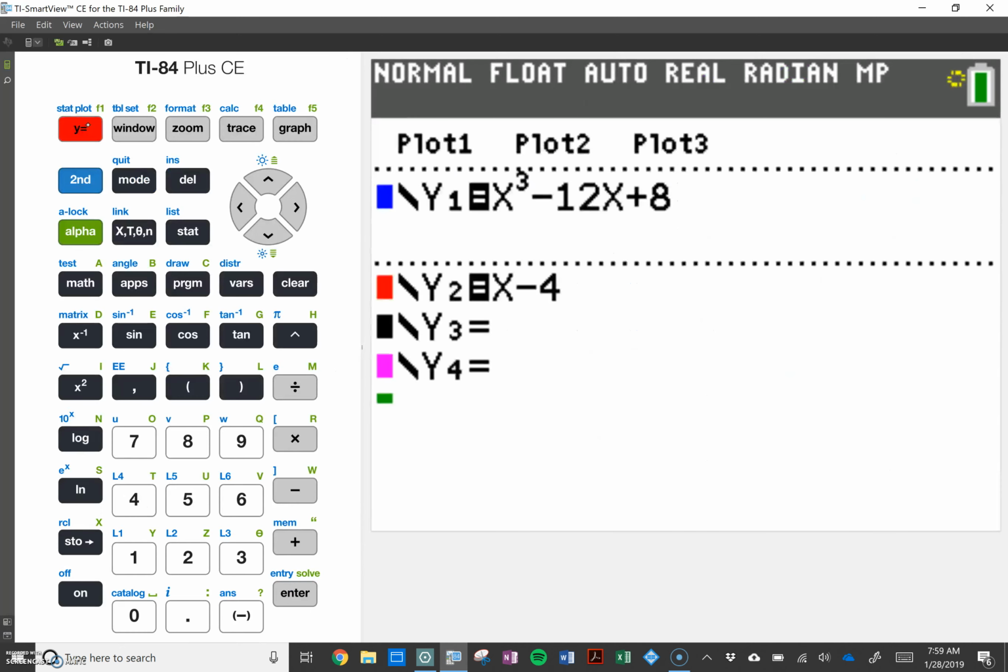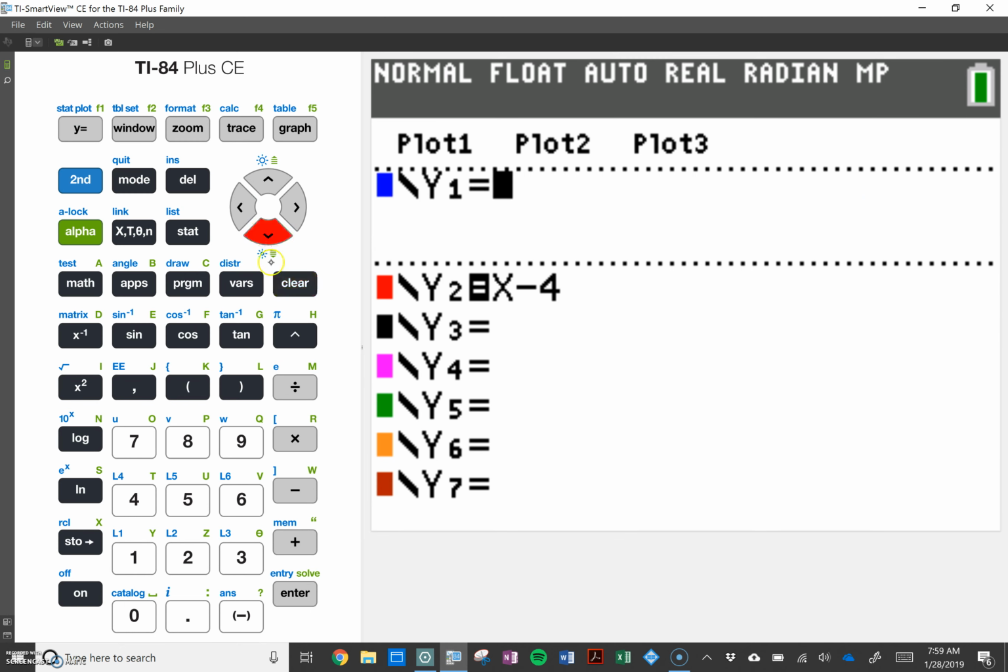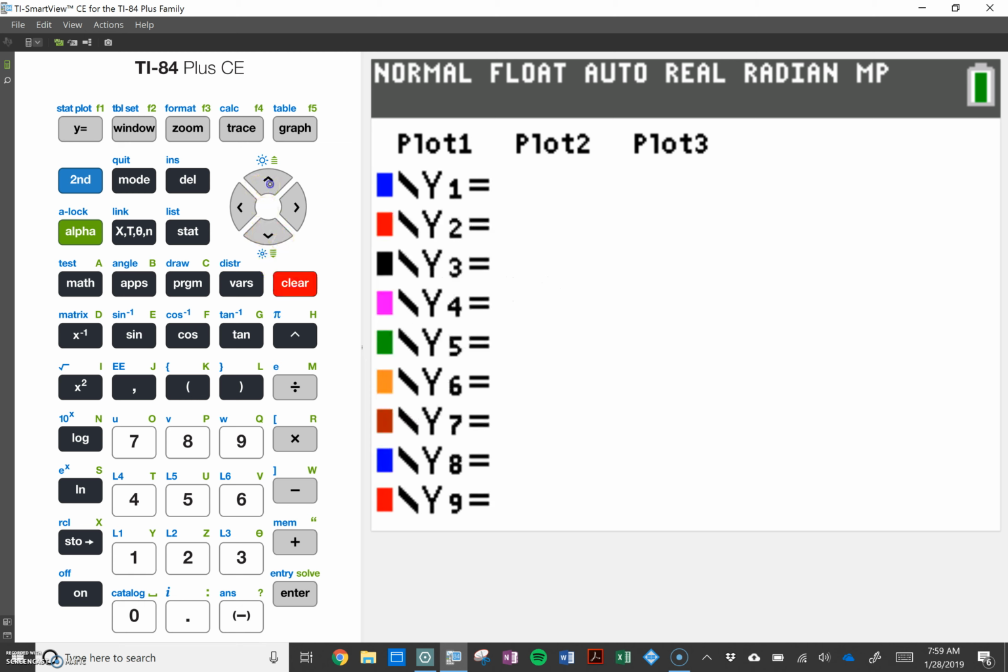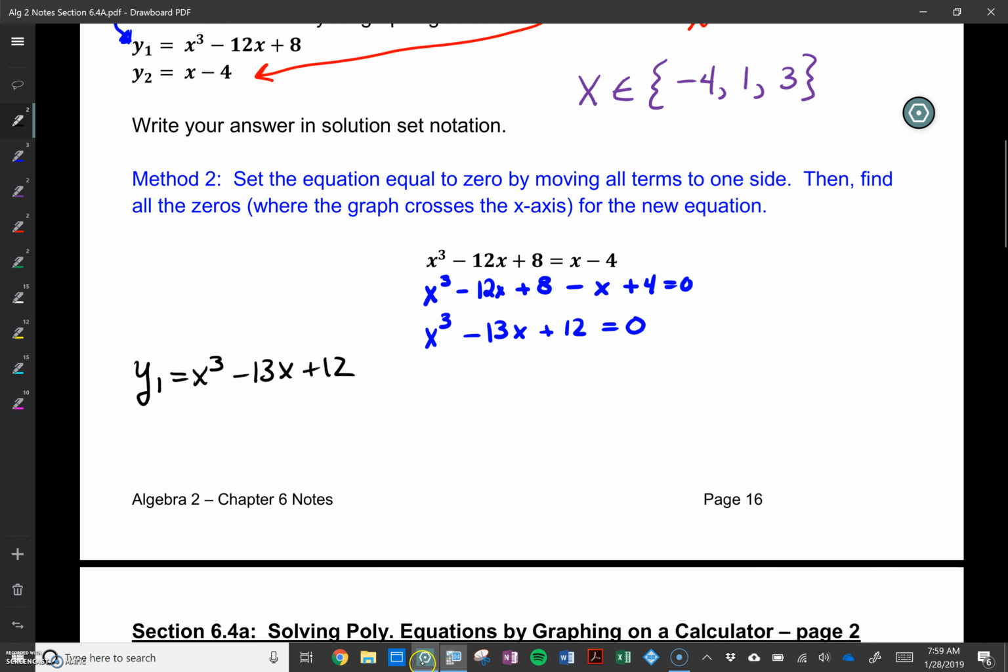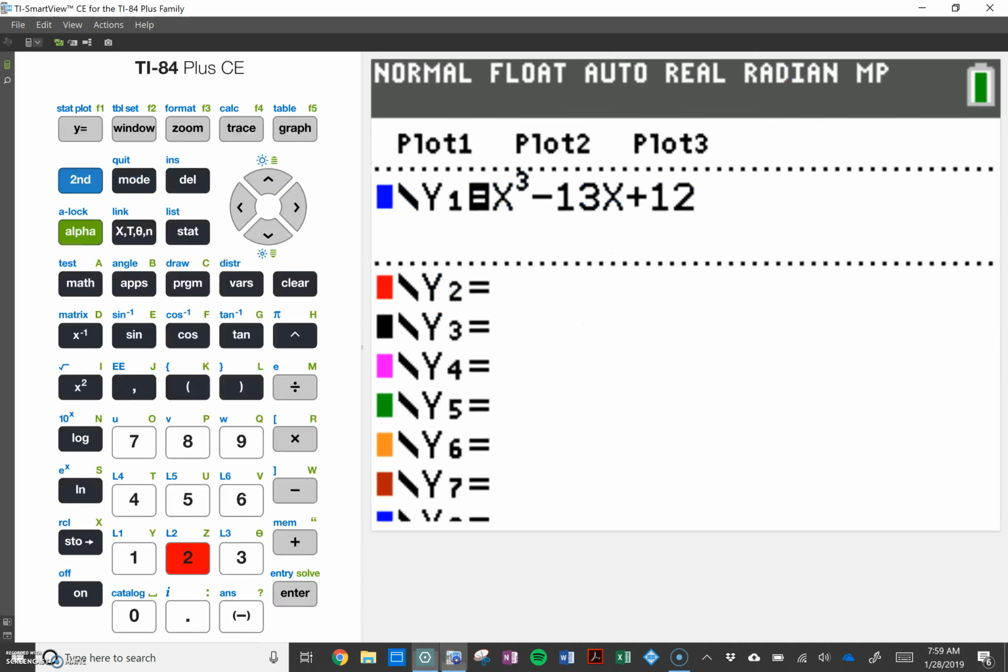Y equals x cubed minus 13x plus 12. So go back to your y equals. We'll clear out these, and we'll put in x cubed minus 13x plus 12. Just checking to make sure we have that correct. We do. And now we're going to graph this.